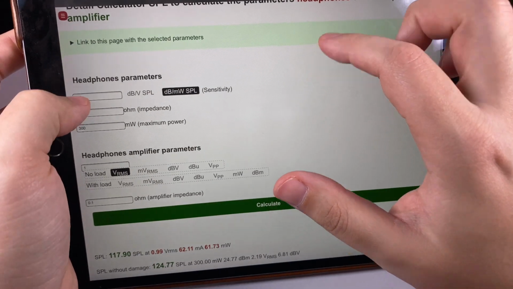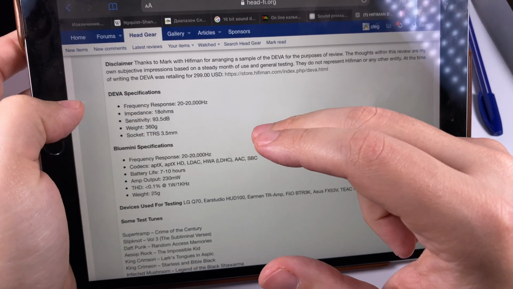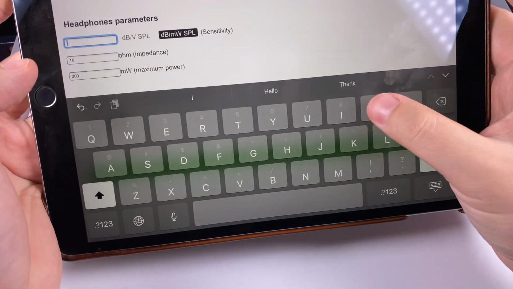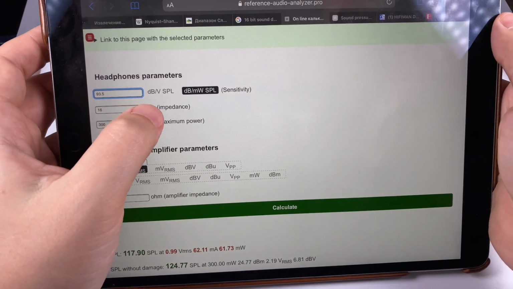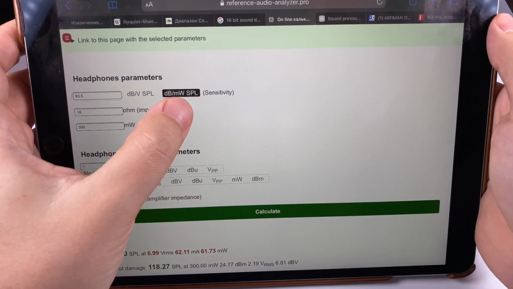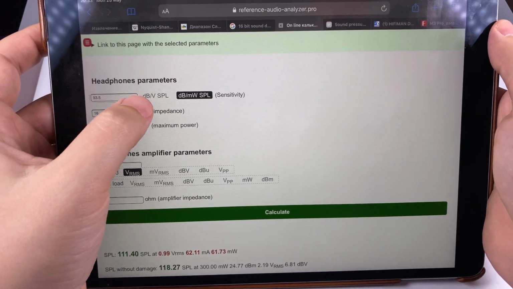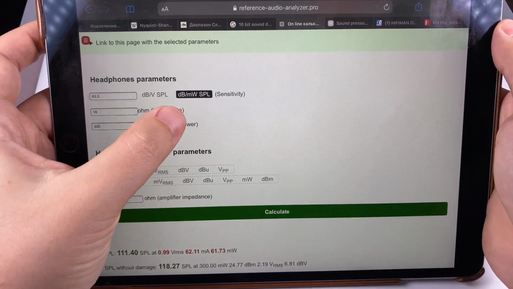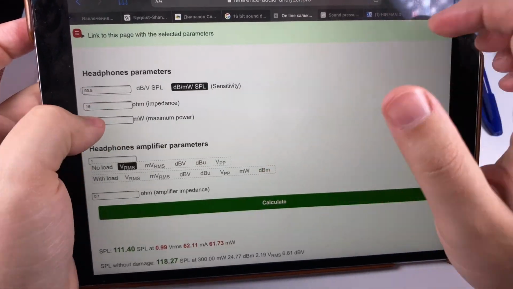Take this calculator and we need the headphones' parameters. So Hi-Fi Man, 93.5 decibels. You enter it here, 93.5. And as you can see, there are two types of measurements: decibels per volt or decibels per milliwatt. Good manufacturers name this measurement parameter. As for Hi-Fi Man, if I remember right, they measure in decibels per milliwatt. Then we need the headphones' impedance, 18 ohms.